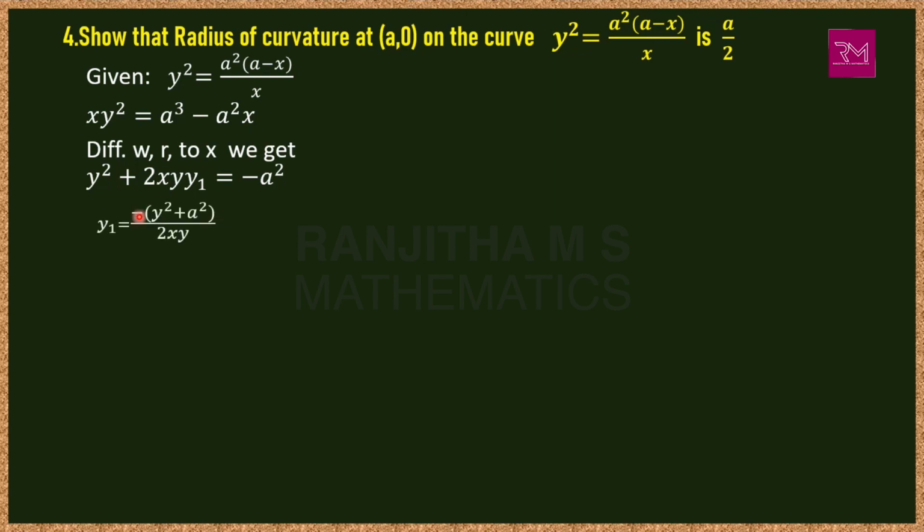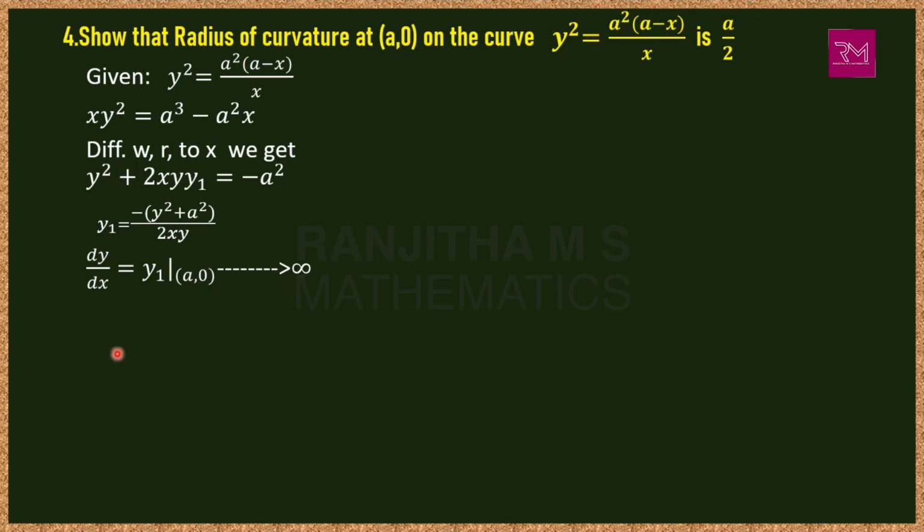After rearranging the terms, we get y1 as minus (y² + a²) divided by 2xy. This is obtained because if we take y² to the right hand side, it becomes minus (y² + a²), and if we take 2xy to the right hand side, it becomes divided by 2xy. This is y1. Also we have to find y1 at the point (a, 0). If we substitute x as a and y as 0, we get y1 as infinity. If y1 is infinity, in the next step we cannot obtain any values.